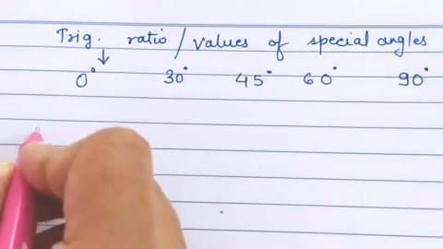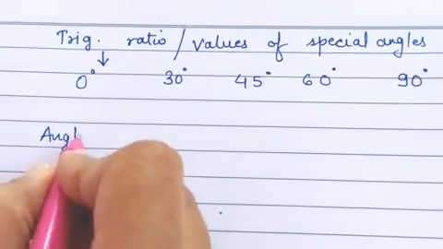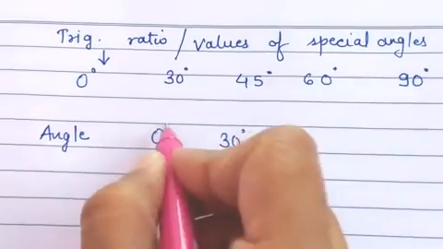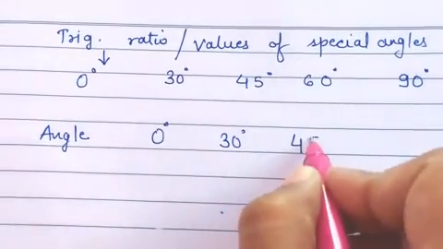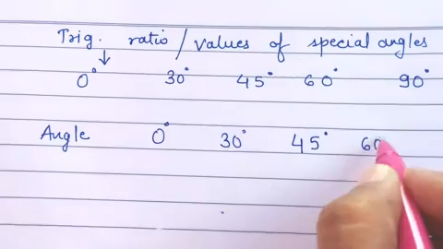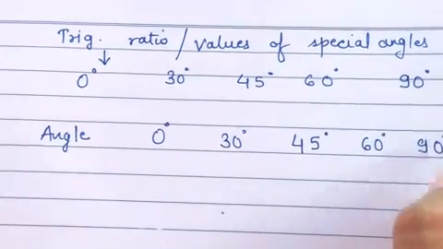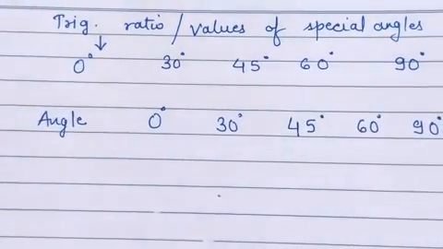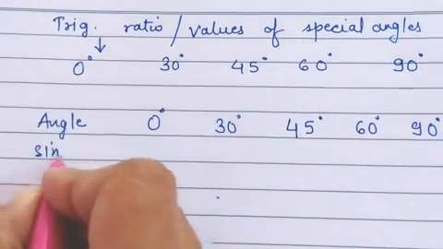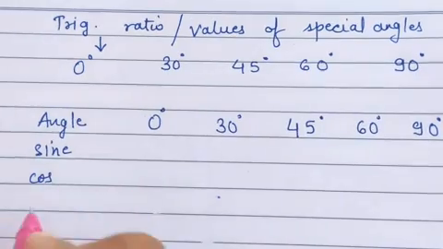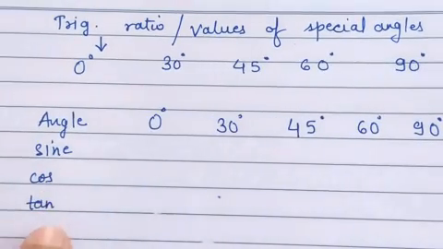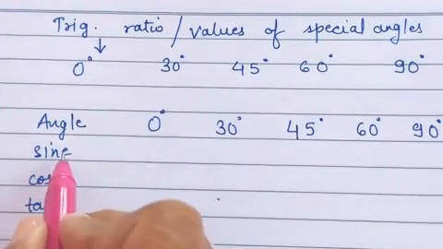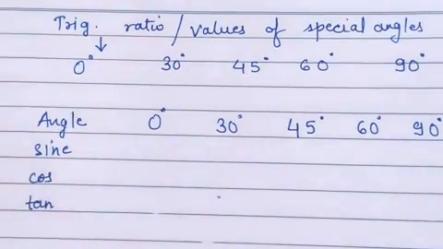So in the first column we are taking angle. Angles are 0, 30 degree, 45 degree, 60 degree and 90 degree, with the unit taken as degree. And over here we are taking trigonometric ratios such as sine, cos and tan, and the other three will be reciprocals. You have to remember only the values for sine.